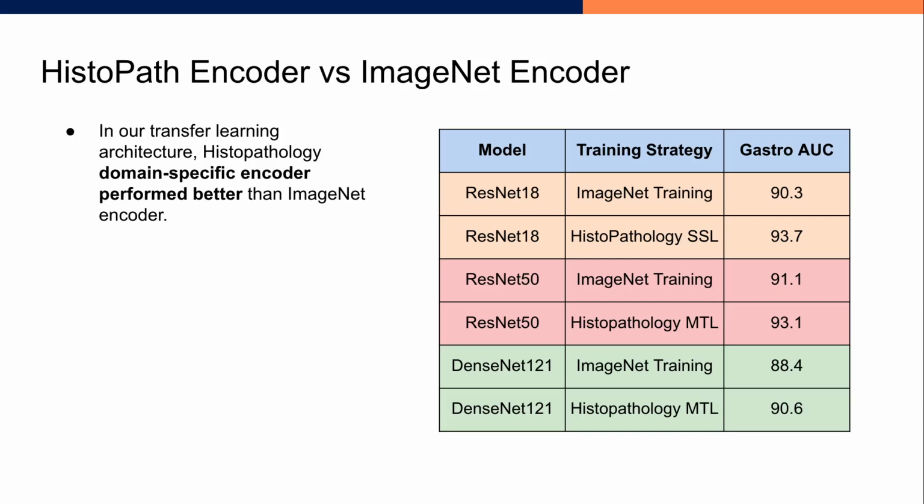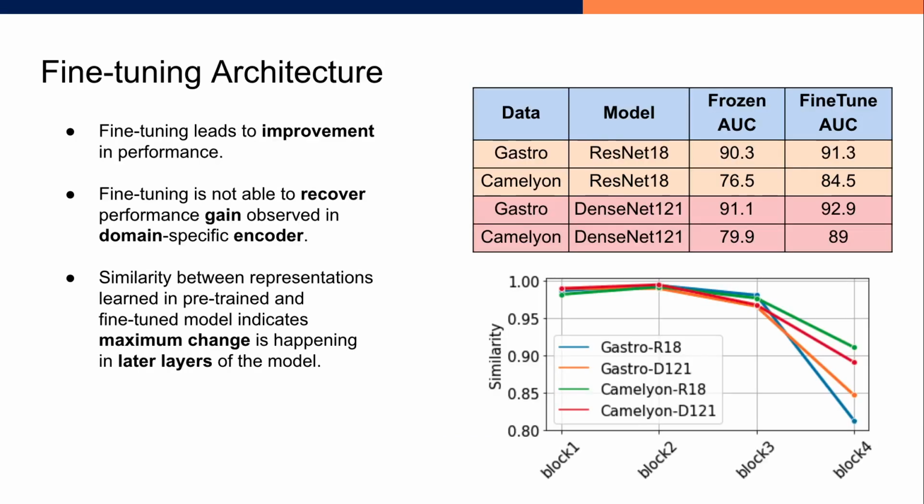Further, to check if by fine-tuning the ImageNet encoder we can recover the lack of specificity of ImageNet encoders, we fine-tune DenseNet 121 and ResNet 18, initialized using ImageNet. Using the top 64 patches and a small learning rate, we fine-tuned our model. We significantly improved the AUC on the Chameleon dataset while achieving minor improvement in the gastrointestinal dataset.